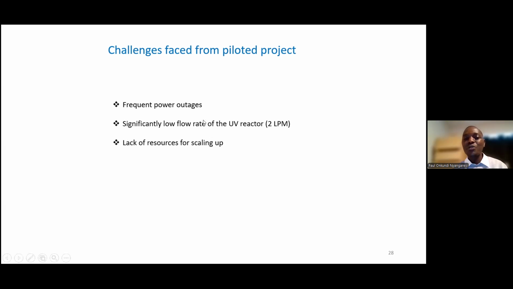The other thing is the UV system which we used had a very low flow rate, 2 liters per minute. This is not enough for a good number of people. If you have more than 50 people, at 2 liters per minute, and they need the water for drinking, cooking, and other things, this system was not good at all. Also, this community does not have resources for scaling up the system, so we were not able to proceed far with it. But we continued to think about how we could do it with a very high and powerful UV system.